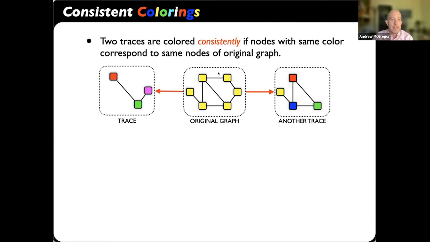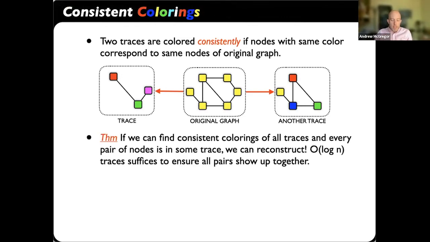This is consistent coloring because the northwest node got the color red here and here. The southeast node got color green. Other nodes appeared here and didn't appear there, or appeared there and didn't appear here, and we're not going to worry about this. Okay, so that's a consistent coloring. And so the idea is if we can find a consistent coloring for all traces, and every pair of nodes is in some trace, then we can reconstruct the original graph.